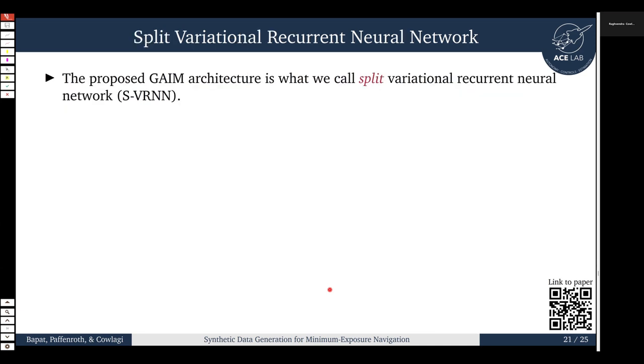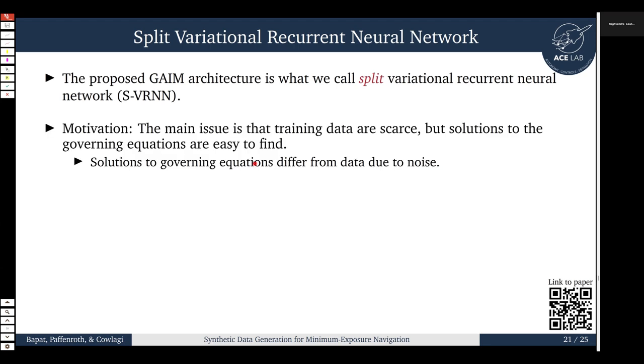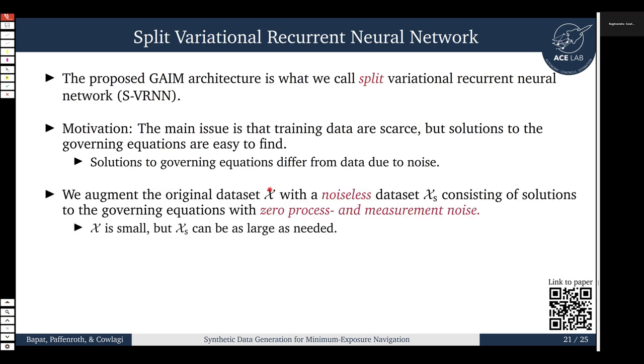Some of these ideas are perhaps a little bit better explained in the paper. I would like to get to the main idea that we have innovated in this paper, which is the split variational recurrent neural network. Again, remember, we have scarce training data, but plenty of solutions to the governing equations, which we can just solve by direct synthesis. And what we'd like to ensure is some sort of a combination between these two.